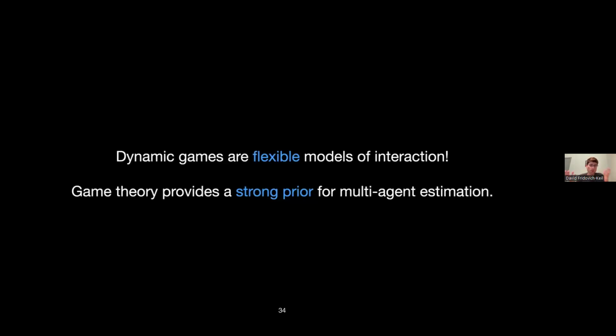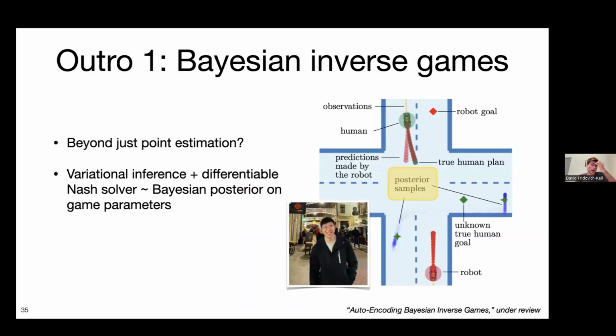The message here is that games are not restricted to being used as models of decision making. They can also be used as priors in estimation problems. We've done all kinds of variants of this. We've gone beyond maximum likelihood, for example. Here, this is a kind of variational Bayes perspective, using something like a variational autoencoder to try to back out an entire posterior on the other players' objectives.